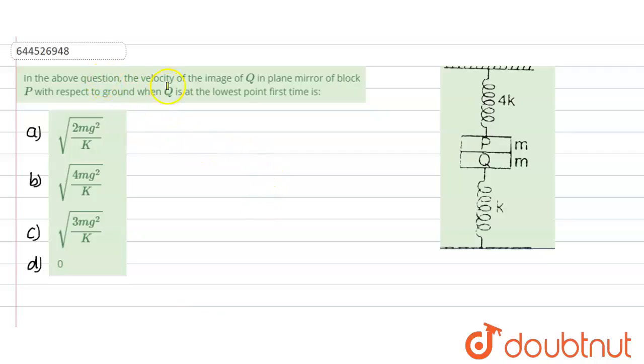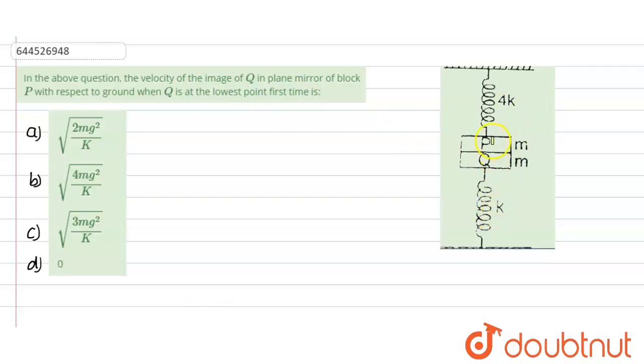Hello everyone, let us start with our question. In this question, what is given is the velocity of the image of Q in the plane mirror of the block P with respect to the ground, when Q is at the lowest point for the first time.